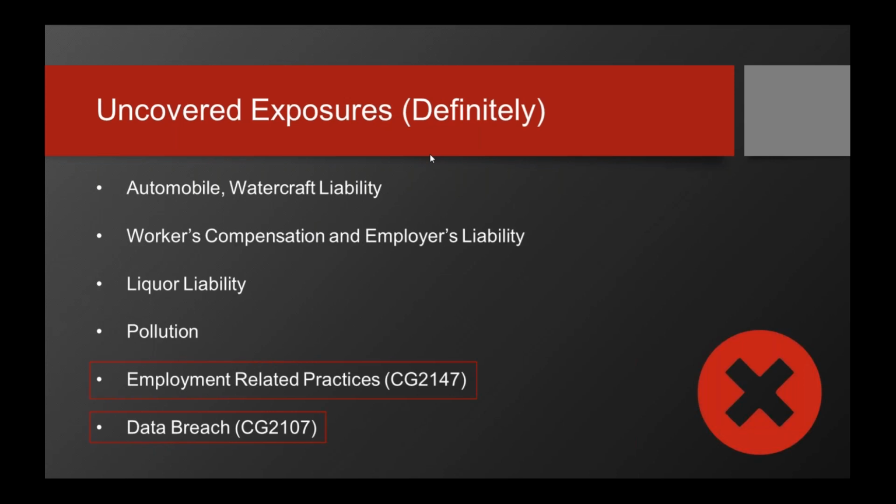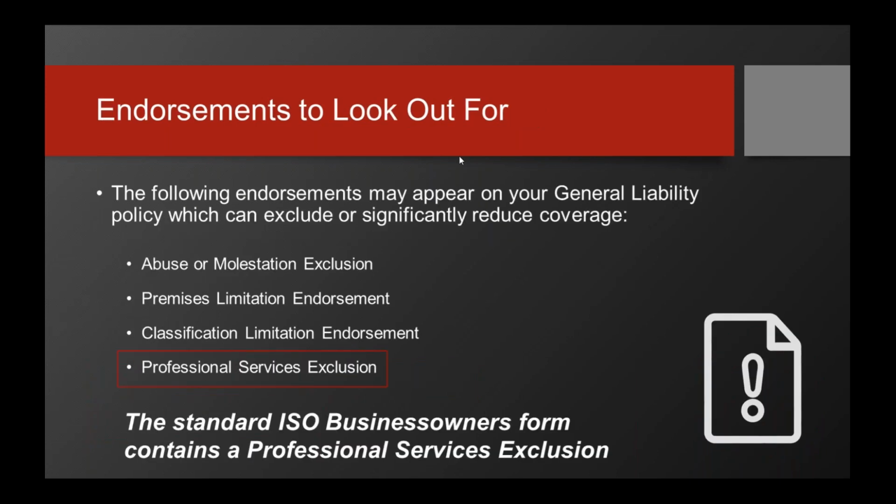Automobile, watercraft, workers' comp, employer's liability, liquor liability, pollution, EPL, and that great data breach. So those are things that you'll see not covered on most GL policies. So here's what you need to be careful of. And this is where it gets a little bit complex: unless you ask for it, you'll most often see abuse and molestation exclusions. So you want to be careful with what you're writing. If there is an abuse and molestation exposure, make sure that there is coverage there.